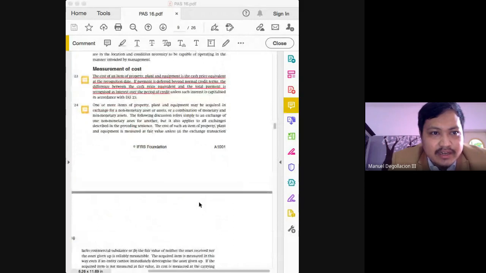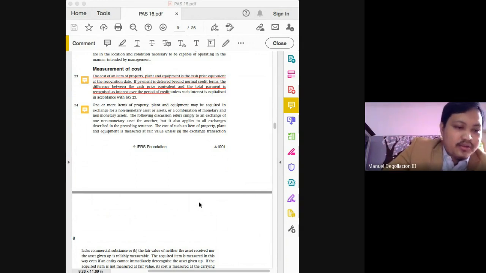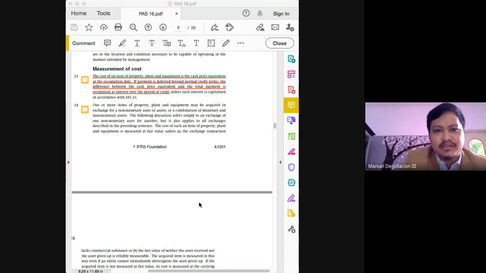Okay, just very quickly, class, let's go over the measurement of cost. Okay, after identifying what cost will be considered as capitalizable cost, class, the next would be to measure these costs. So the provision in the standard is very straightforward, class. The cost of an item of property, plant, and equipment is the cash price equivalent at the recognition date. If payment is deferred beyond normal credit terms, the difference between the cash price equivalent and the total payment is recognized as interest over the period of credit.